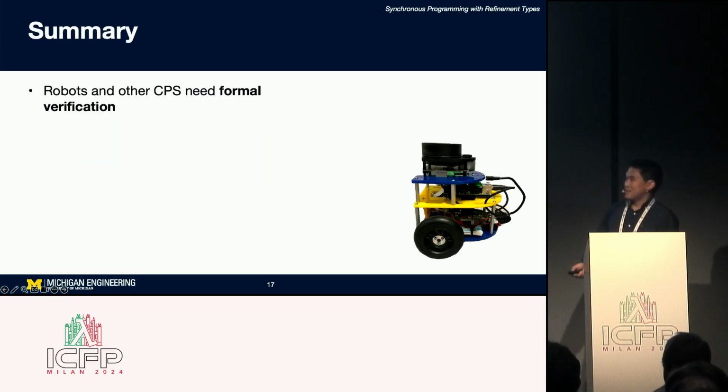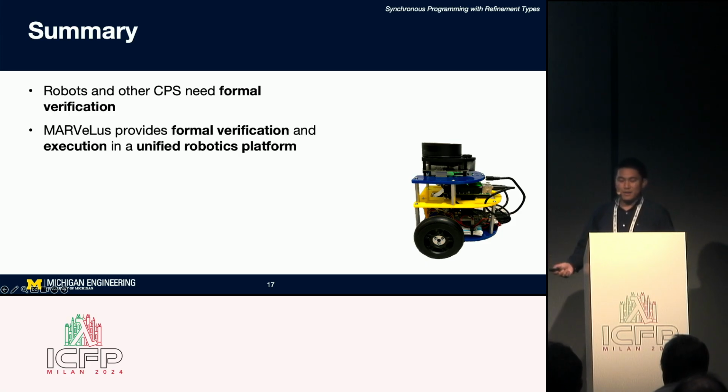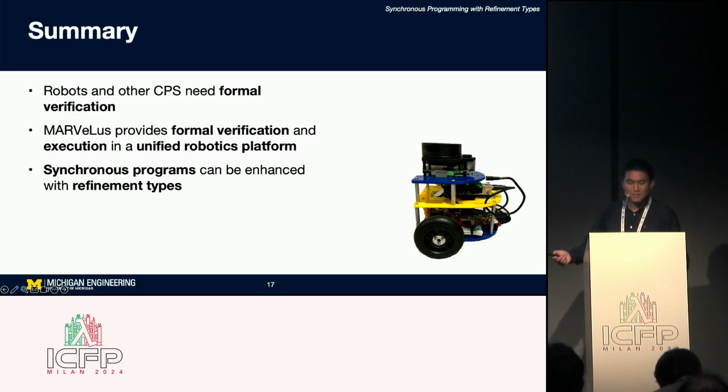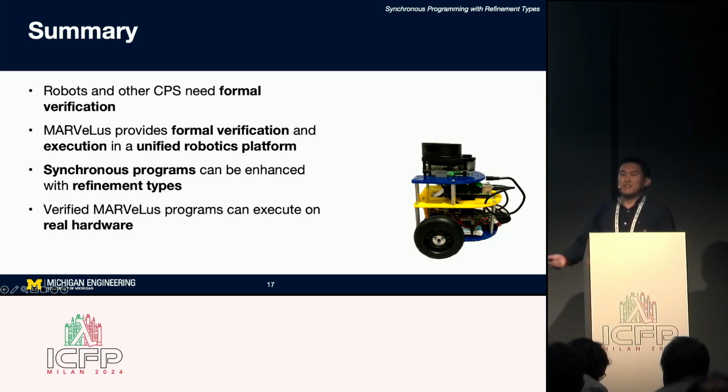So, to summarize here, robots and other cyber-physical systems require formal verification to ensure that they're safe. We provide that using a unified robotics platform by taking synchronous programs and enhancing them with refinement types. And then we've demonstrated that Marvelous programs can execute in real time on real hardware.